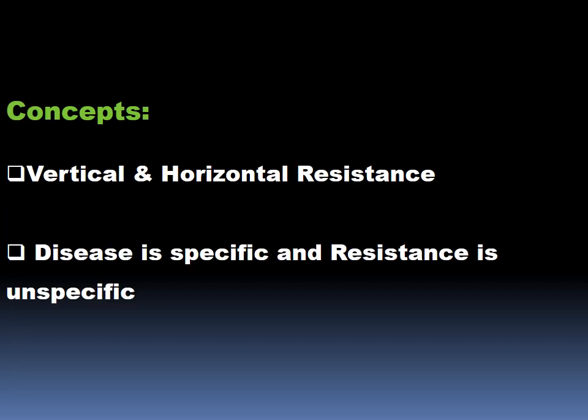He actually in this book gave two concepts. One is vertical and the horizontal resistance, and there is a statement that disease is specific and resistance is unspecific. Why did he choose the words vertical and horizontal? In layman's language, vertical means some kind of erect structure, and horizontal means some kind of parallel or plane thing. So we will discuss the reason why he chose these two phrases to describe resistance in the plants.